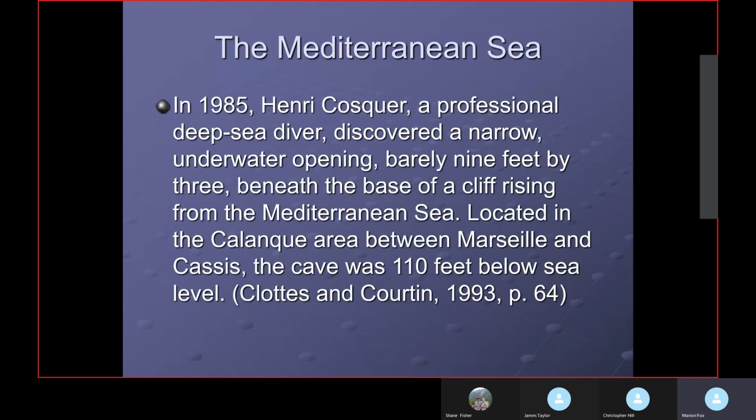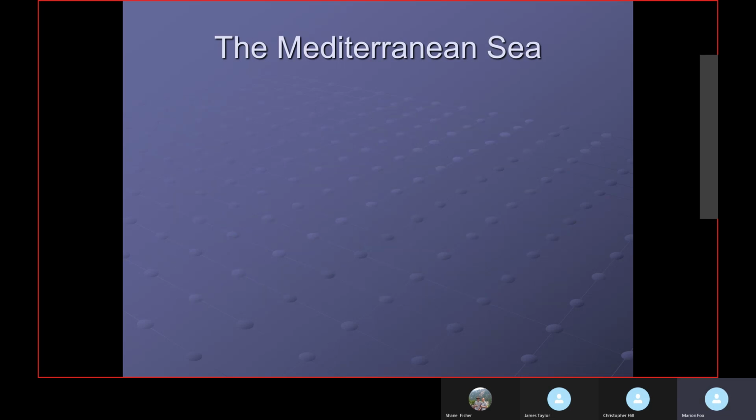In 1985, Henri Cosquer, a professional deep sea diver, discovered a narrow underwater opening, barely 9 feet by 3, beneath the base of a cliff rising from the Mediterranean Sea, located in the Calanque area between Marseille and Cassis. The cave was 110 feet below sea level. Now, what did they find in this cave?